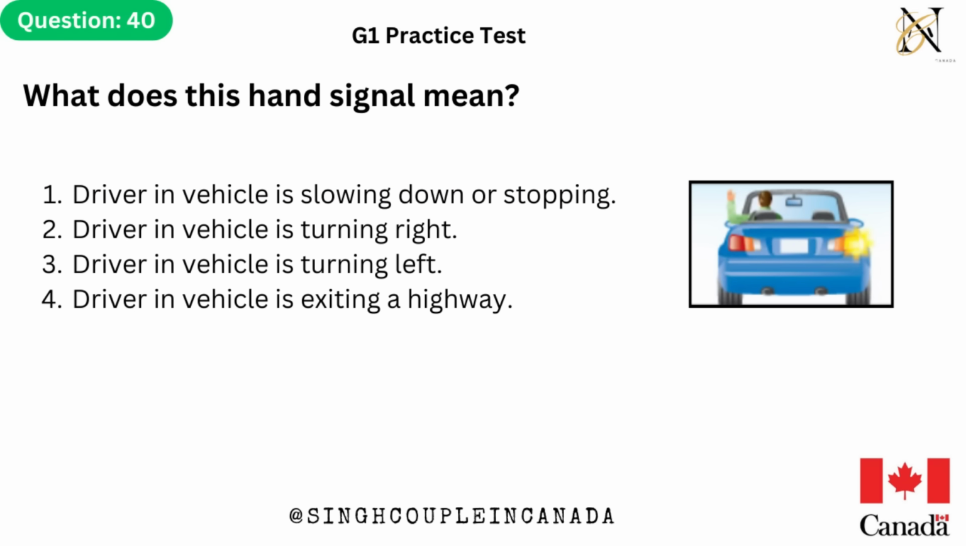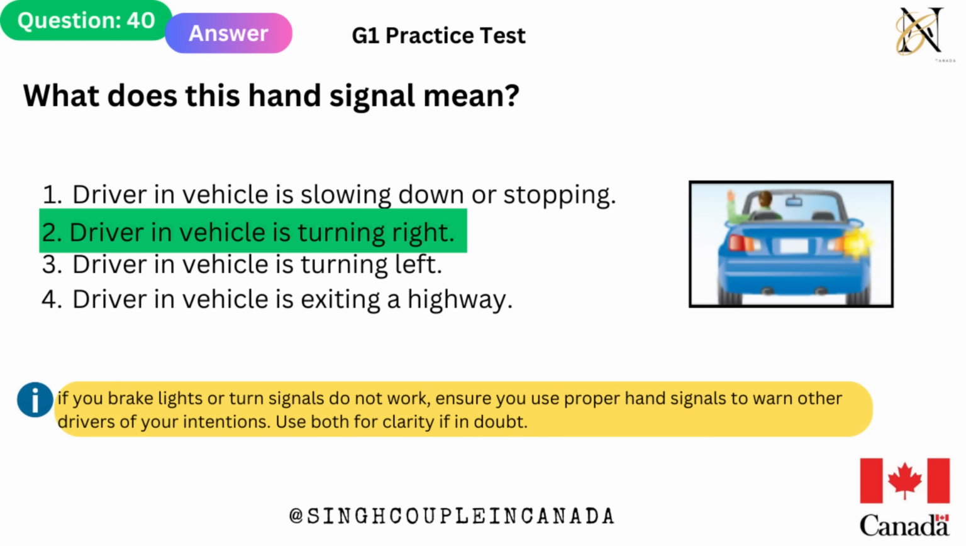What does this hand signal mean? 1. Driver and vehicle is slowing down or stopping. 2. Driver and vehicle is turning right. 3. Driver and vehicle is turning left. 4. Driver and vehicle is exiting a highway. The answer is 2. Driver and vehicle is turning right. If your brake lights or turn signals do not work, ensure you use proper hand signals to warn other drivers of your intentions. Use both for clarity if in doubt.